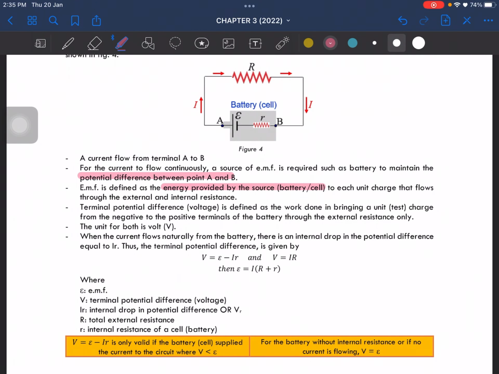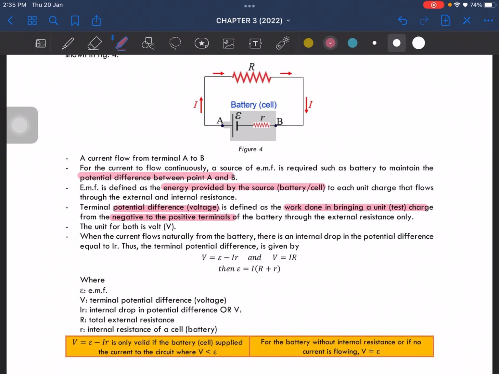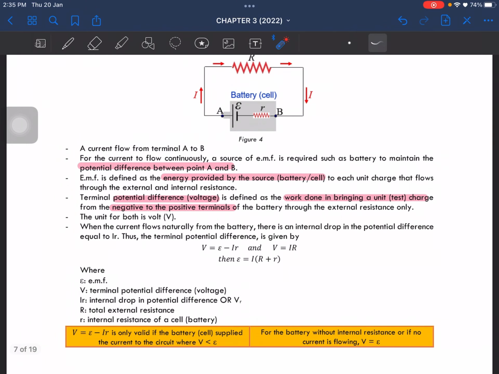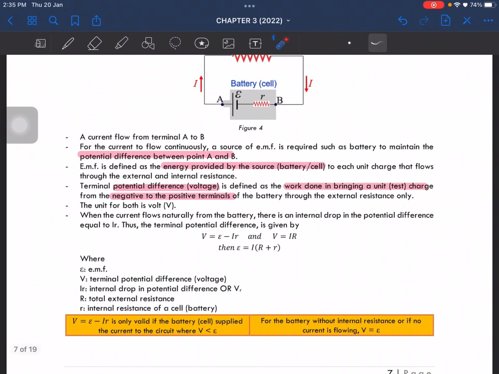Okay, and EMF is defined as the energy provided by the battery. And then the potential difference, it is defined as the work done in bringing a charge from the negative to the positive terminal of the battery through the external resistance. Okay, so the unit for both is volt, and when the current flows from the battery, there will be an internal drop. Why is there an internal drop? Because there is an internal resistance.